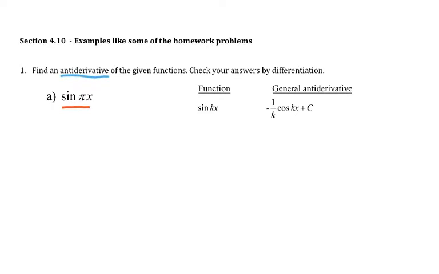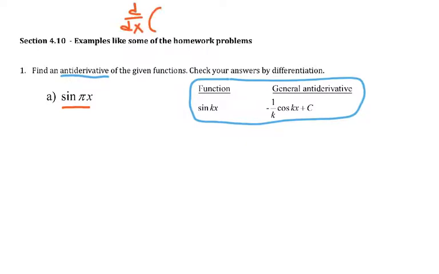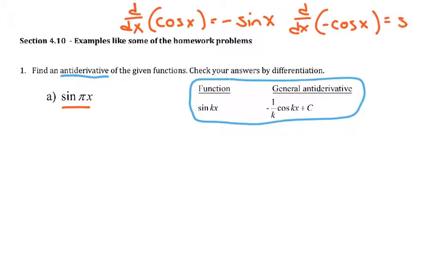Now, we haven't learned a technique for this called u-substitution yet, so we go back to that table and just refer to the formula. So I know the antiderivative of sine is the negative cosine, because if you look at this, the derivative of the cosine is negative sine x, right? So the derivative of the negative cosine would be positive sine of x. So that's where that formula comes from.